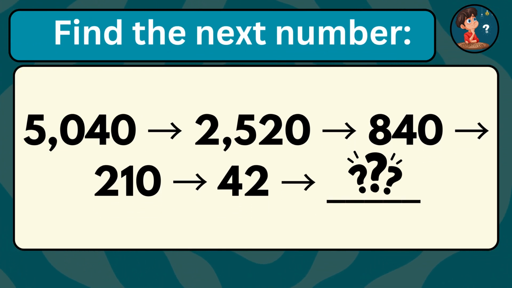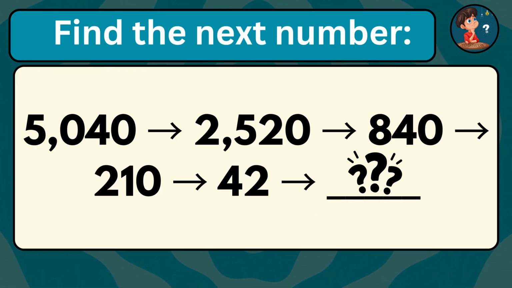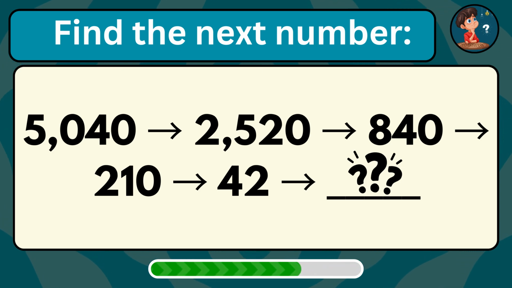Think fast. Each arrow hides a division trick. Can you solve the sequence and find the missing number after 42?